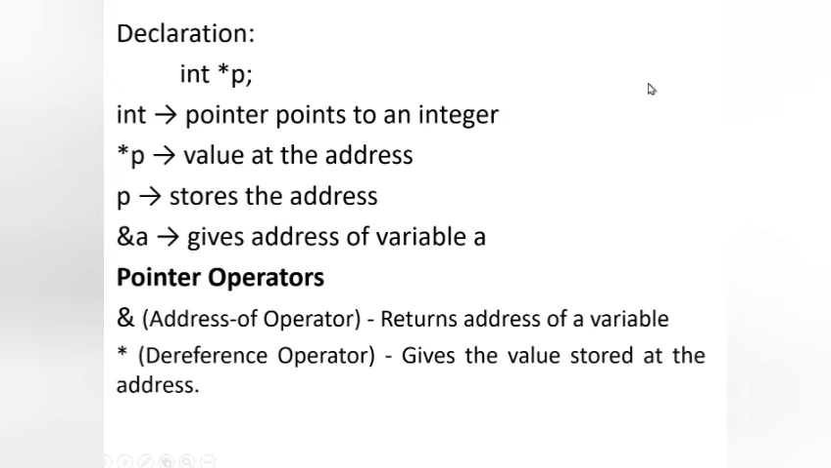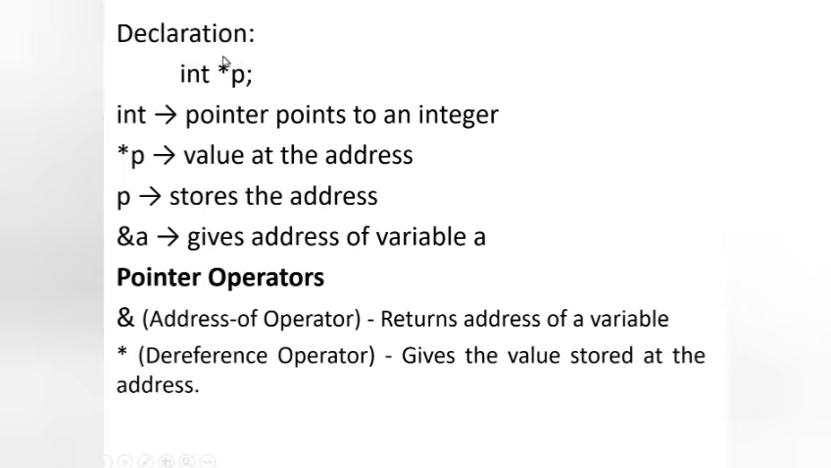Now how to declare a pointer variable? It is similar to how we declare a variable. First we need to mention a data type. Next we have to mention the variable name. For pointers, we have to use a special operator to indicate it is not a normal variable, it is a pointer variable. So int star p, this star indicates it is a pointer variable.